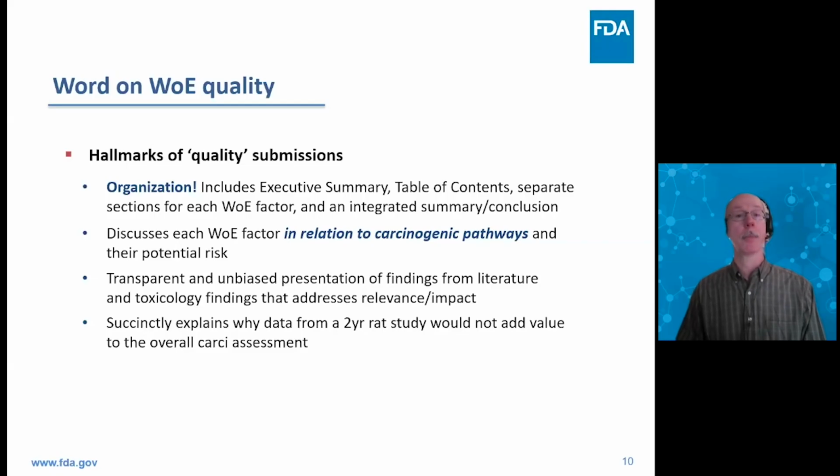The application should be transparent and unbiased in its presentation of findings, both from the literature as well as the toxicity studies, and address those findings in terms of their relevance and impact. And even though we need all that information, it's also helpful if the application succinctly explains why the data from the 2-year rat study would not add value to the overall carcinogenicity assessment.